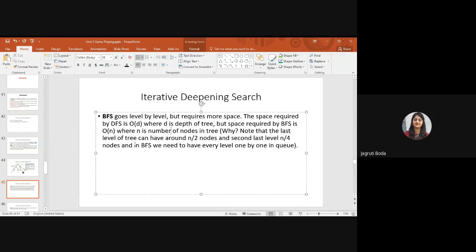Note that the last level of the tree can have around n by 2 nodes and the second last level has n by 4 nodes, and in BFS we need to keep every level one by one in a queue. The disadvantage of BFS is that it requires more space to explore your path, and in DFS it takes a long time to find your goal state. Suppose the goal is given at the edges of your root node, right? So these are the two pitfalls of BFS and DFS.